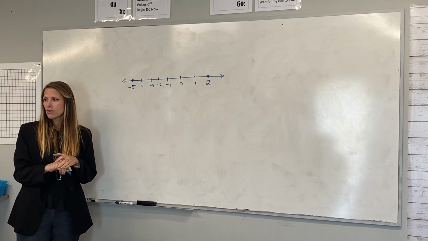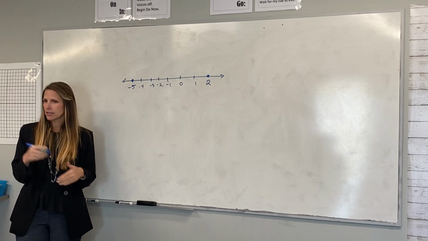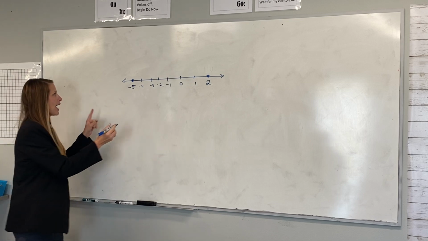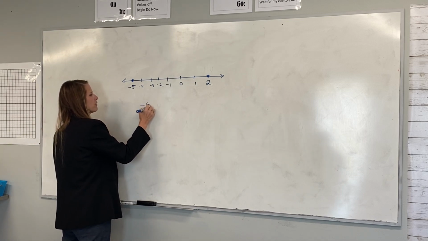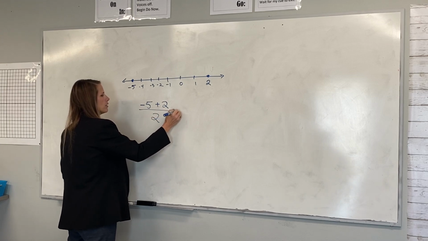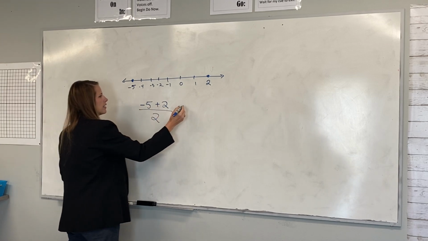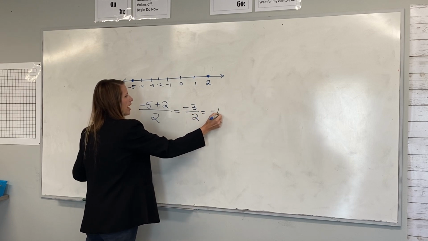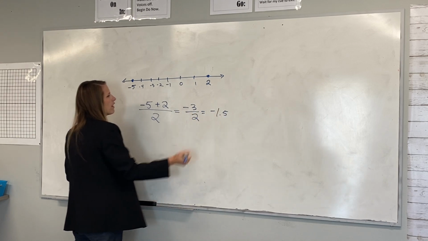You would divide. Nope, that's what you said yesterday. Just tell me the whole thing, what you would do. Add them and then divide by 2. Yes, very good. We would add them up, -5 plus +2, and then we would divide by 2, right? And we would get -3 over 2, which is really -1.5.